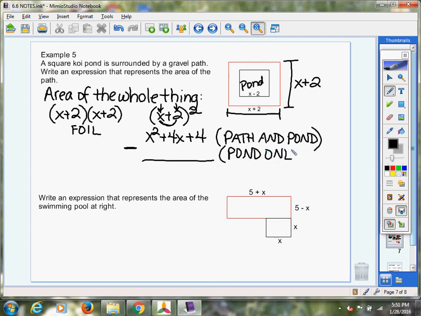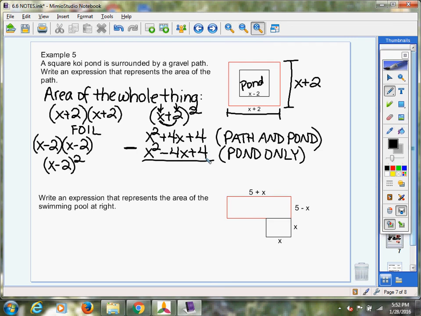Now they gave us some data about it. They said, well, the pond's a square, so we know that all sides are x minus 2. So we're going to multiply length times width, so that's x minus 2 times x minus 2, or you could write it as x minus 2 squared, and you could do your shortcut or FOIL it out, however you want to do it, and that's going to end up being x squared minus 4x plus 4, okay?